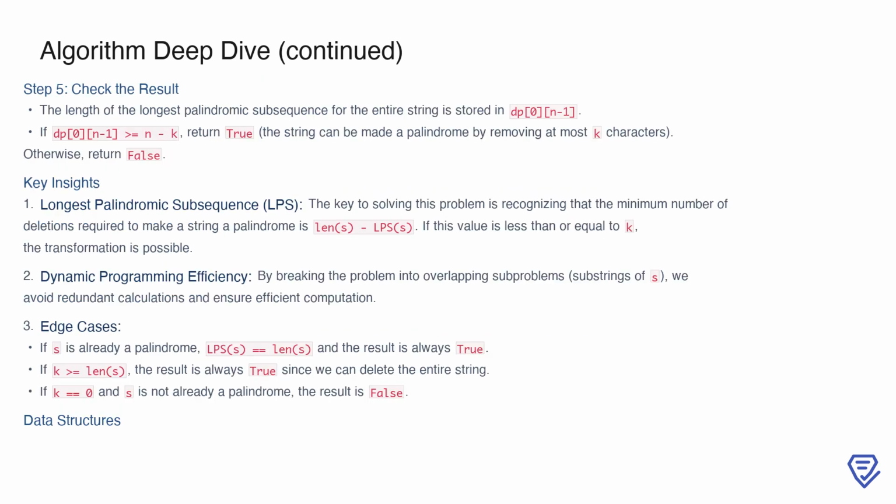To determine the final result, we look at the value stored in dp[0][n-1], which represents the length of the longest palindromic subsequence for the entire string.